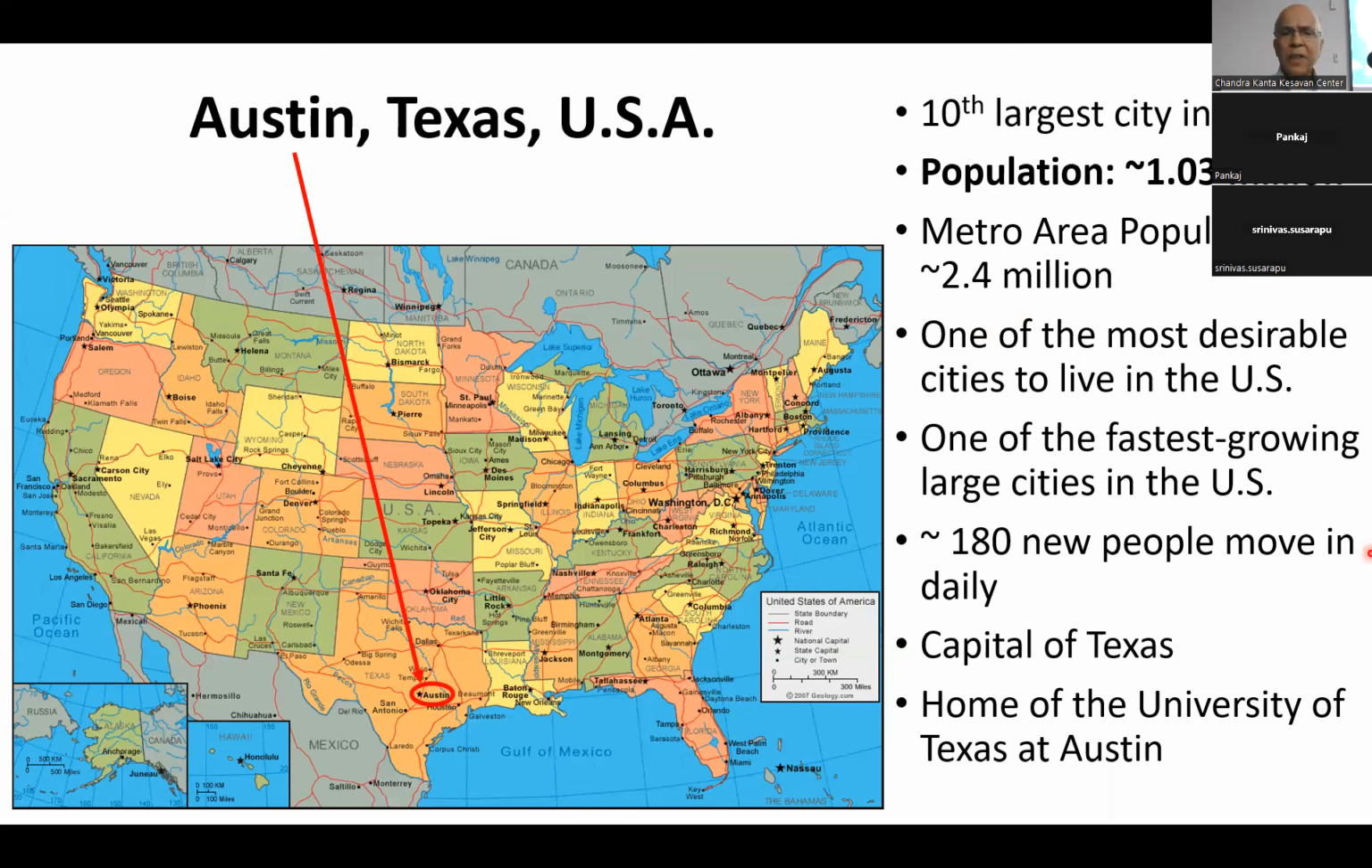So the metro area population is about 2.4 million, and Austin is really one of the most desirable places to live in the US. A lot of young people like to take a job. People say, I'll take a pay cut to go live in Austin. In fact, that's what I did. I studied at University of Texas at Austin. I took a big pay cut and chose to live in Austin because I like the city so much. And because a lot of people are moving in, it is one of the fastest growing large cities in the US. About 180 new people move in every day.